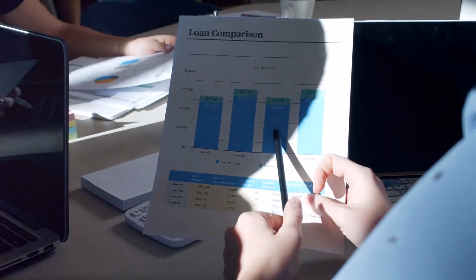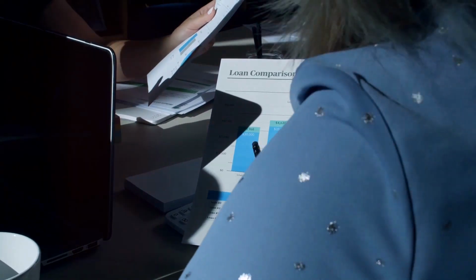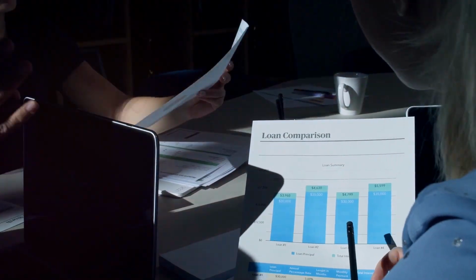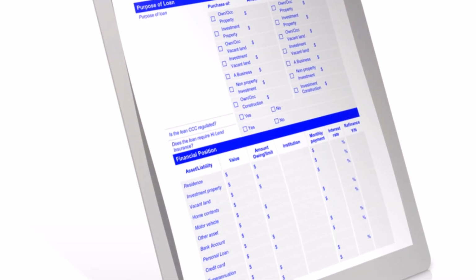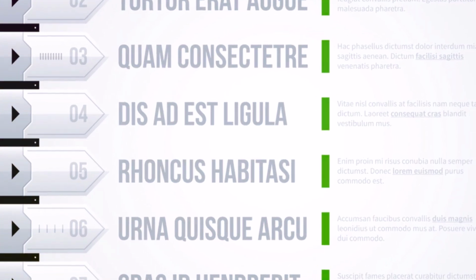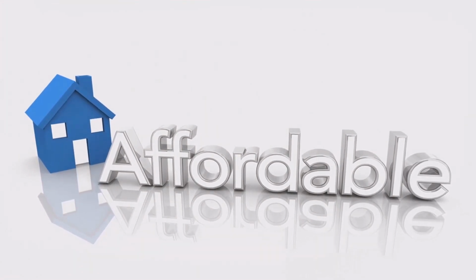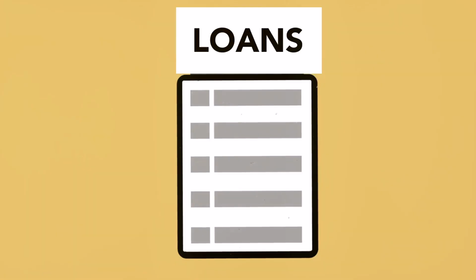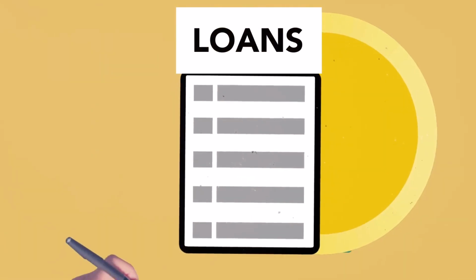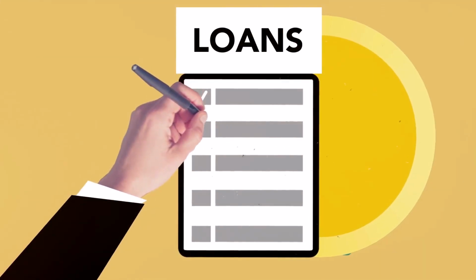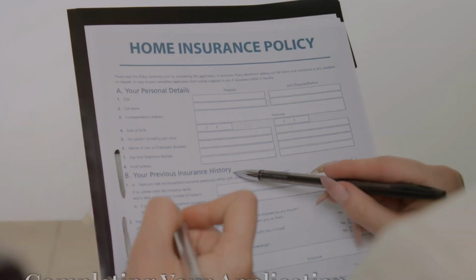When comparing programs, consider factors such as the amount of assistance offered, interest rates, repayment terms, and any specific requirements or restrictions. It's important to weigh these factors carefully to find the program that best suits your needs. Additionally, some programs may have eligibility criteria based on income, first-time homebuyer status, or the location of the property. Make sure to review these details thoroughly to ensure you qualify. By taking the time to research and compare, you can make an informed decision that will benefit you in the long run.